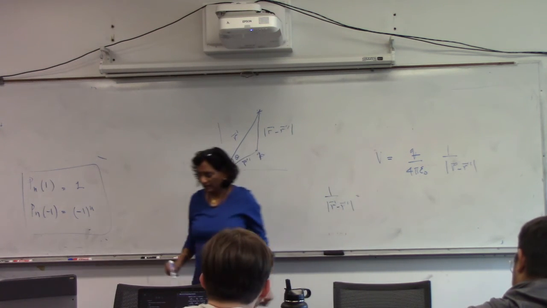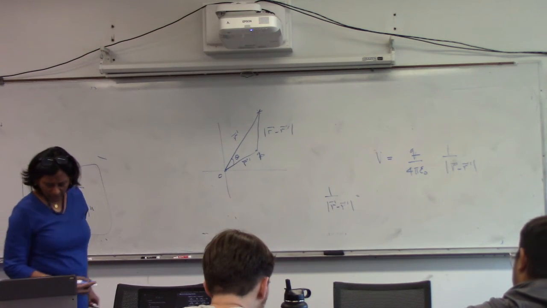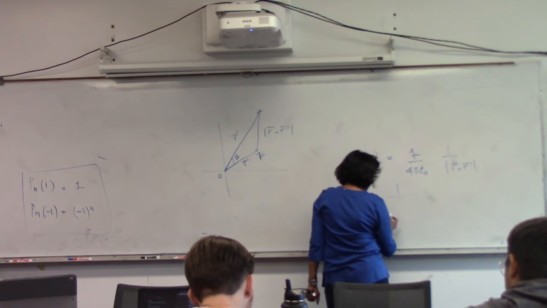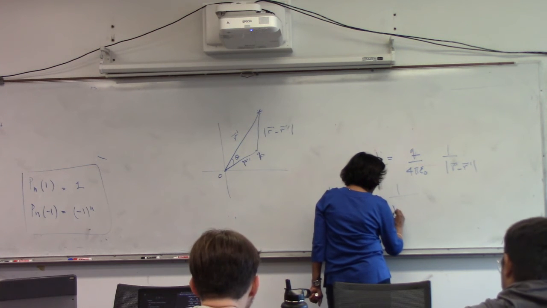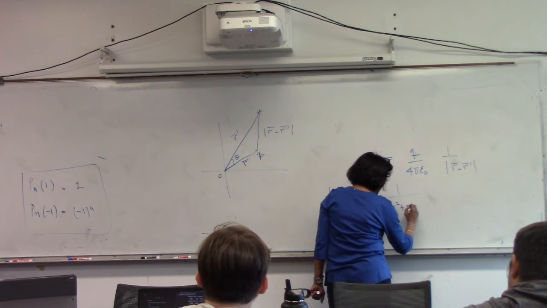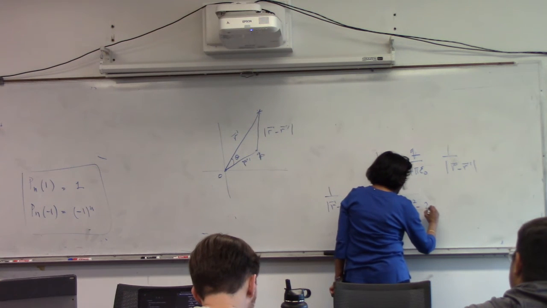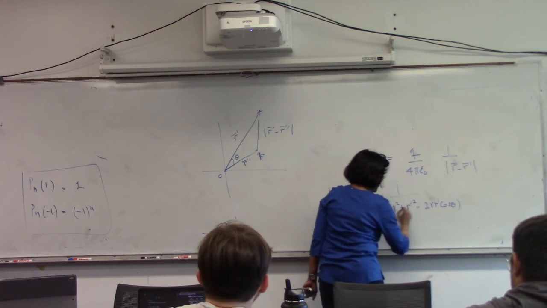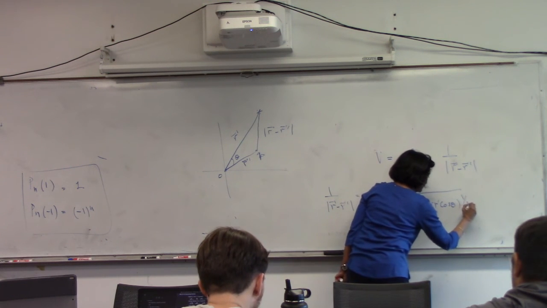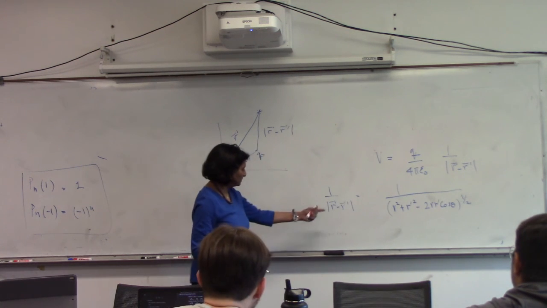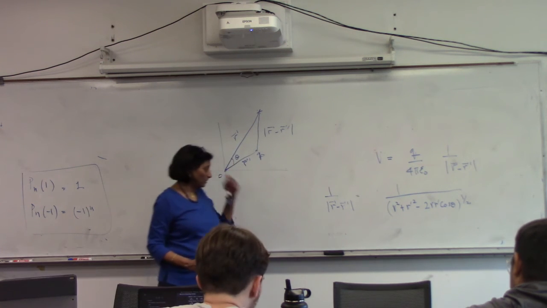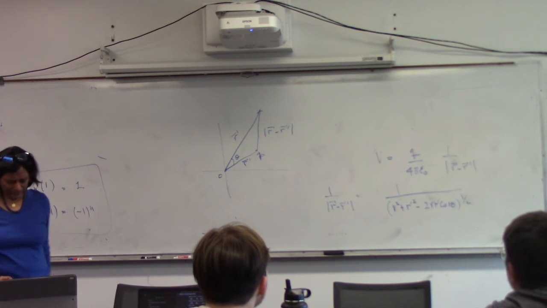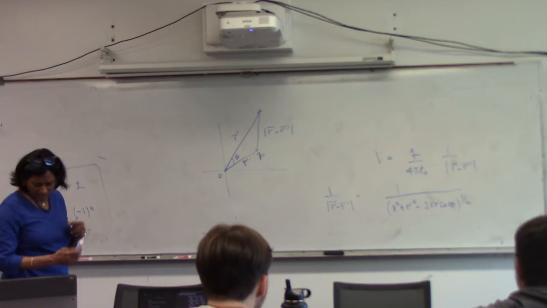How do you write 1 over r minus r prime? You know how to write it, so 1 over that is nothing but 1 over square root of r squared plus, since the angle between them is not 0, this is how you would write the magnitude, 1 over this distance, right? I mean, r minus r prime can be written like that, right? So what's the connection between this and Legendre polynomial?